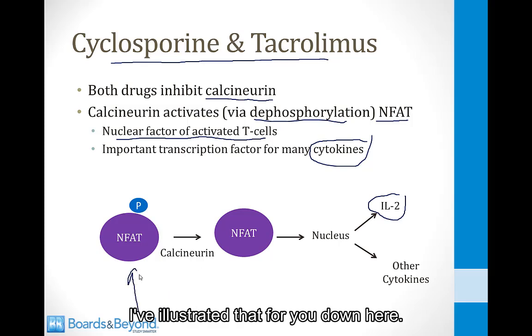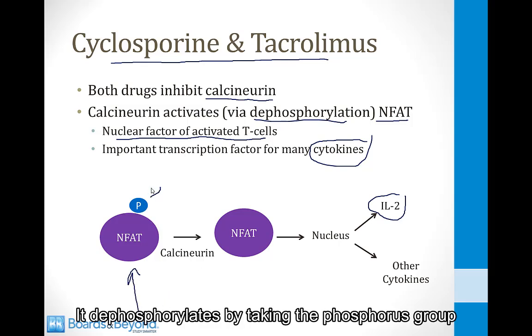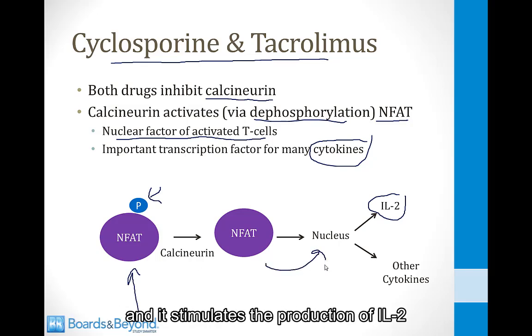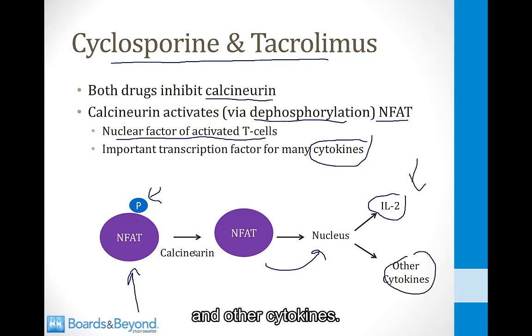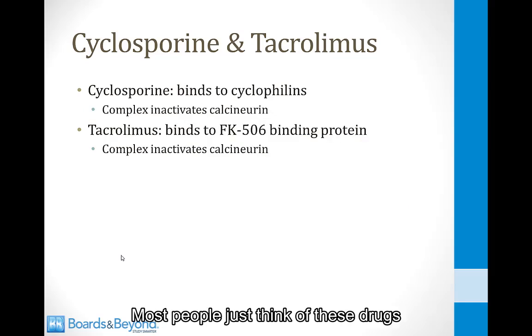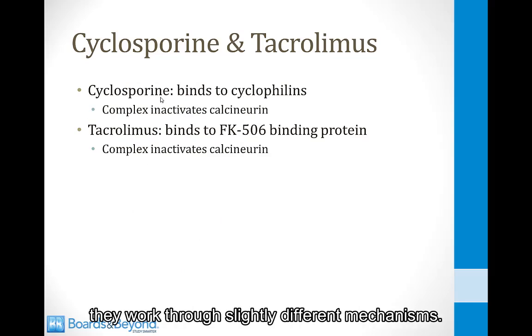I've illustrated that for you down here. It dephosphorylates by taking the phosphorus group away from NFAT, and then NFAT goes to the nucleus and it stimulates the production of IL-2 and other cytokines. So when you inhibit calcineurin, you will get decreased production of IL-2 and many cytokines, and that's how these drugs work. Most people just think of these drugs as calcineurin inhibitors, but if you drill down a little bit further, they work through slightly different mechanisms.